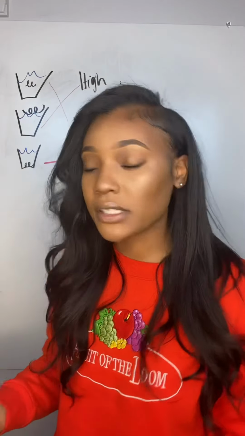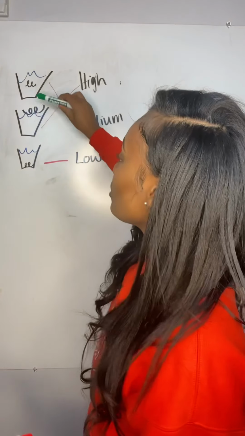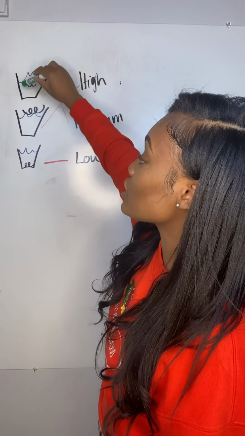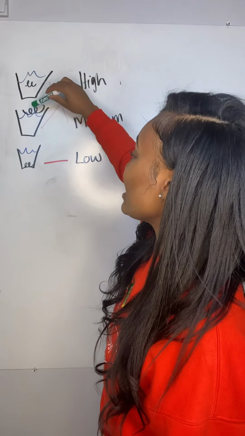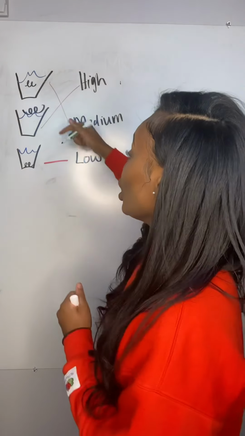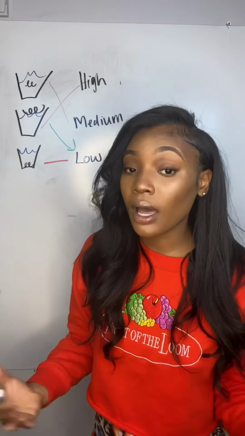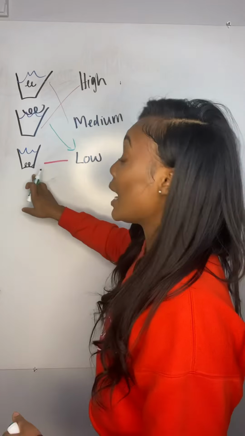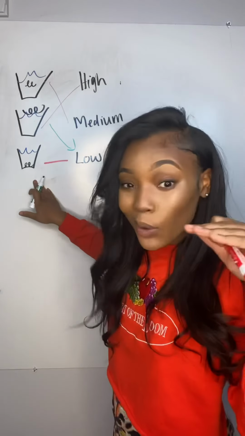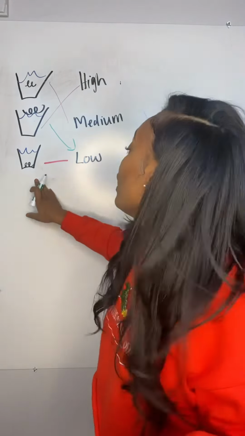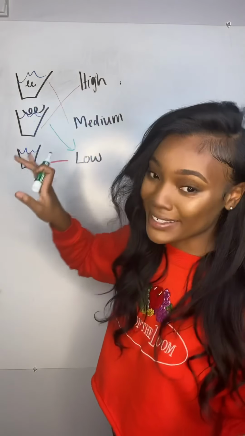They're counter opposites. So even though this hair follicle is floating at the top, it is actually low porosity because it does not absorb water. And if it's at the bottom, even though it's at the lowest point of the cup, it is high porosity because it absorbs so much water.